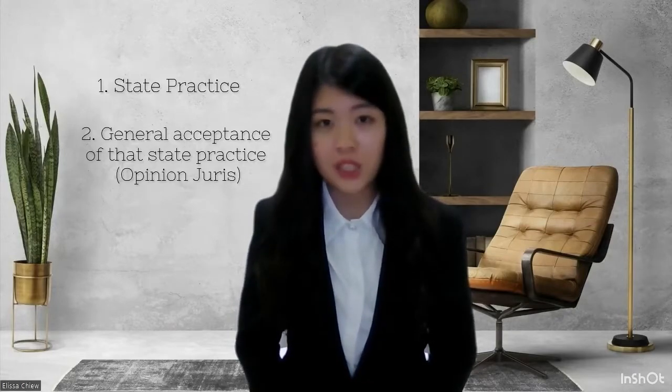Today, the authority that defines the essence of custom is found in Article 38 of the Statute of the International Court of Justice. According to Article 38, and confirmed in the case of Libya v. Malta (Continental Shelf), in order that the custom formulates into a binding international law, there must be a state practice followed by general acceptance of that state practice, or what is called the opinio juris.